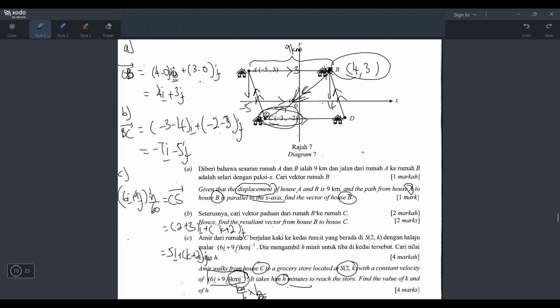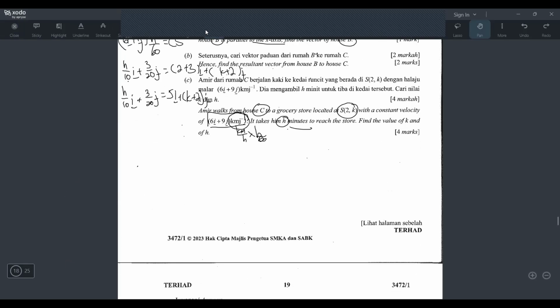But the other side is h over 60 times this, which is h over 10 i plus 9 over 60, you can use a calculator, 3 over 20 j. So now you write this one more time: h over 10 i plus 3 over 20 j. Now you can compare the coefficient of i with the coefficient of i, and the coefficient of j with the coefficient of j. So the coefficient of i is h over 10 equals 5, h equals 50, right? And then 3 over 20 is the j coefficient, equal to k plus 2. So your k will be 3 over 20 minus 2, okay?